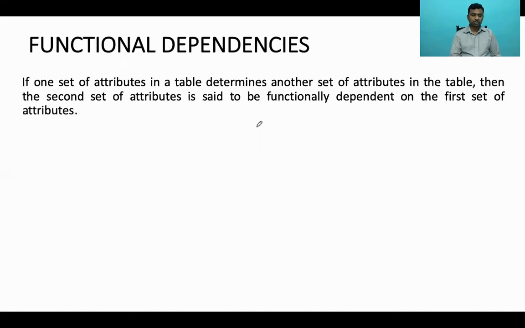Fine. So let us go to the next one. Next important thing is functional dependency. Now let us see what is functional dependency. If one set of attributes, for example, attribute means one column, in the table determines another set of attributes in the table, for example, one column is dependent on another column, then the second set of attributes is said to be functionally dependent on the first set of attributes, right?